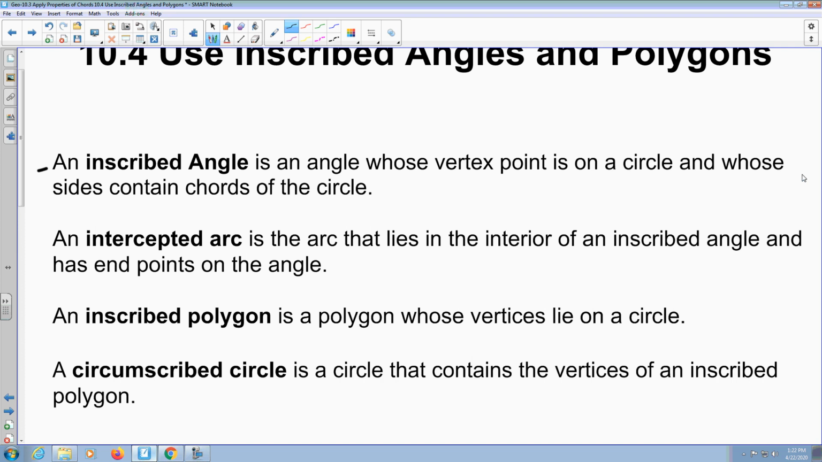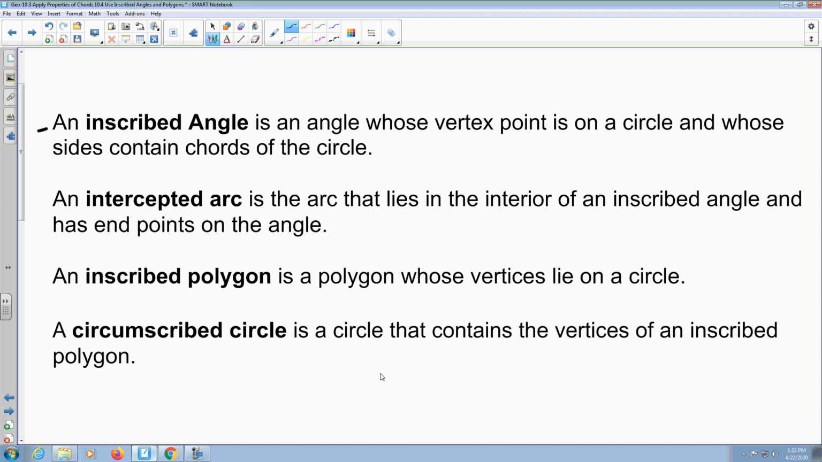Next we have the intercepted arc, which is an arc that lies in the interior of an inscribed angle and has endpoints on the angle. An inscribed polygon is a polygon whose vertices lie on the circle, and a circumscribed circle is a circle that contains the vertices of an inscribed polygon.